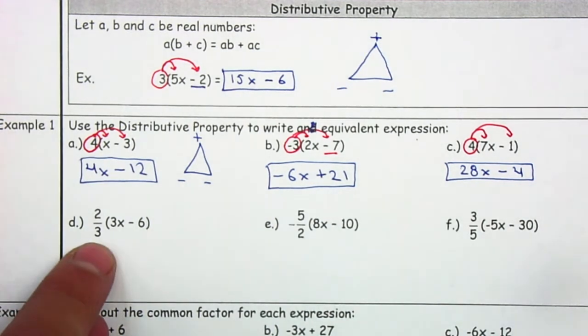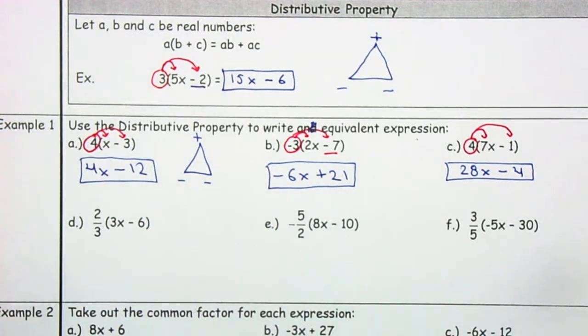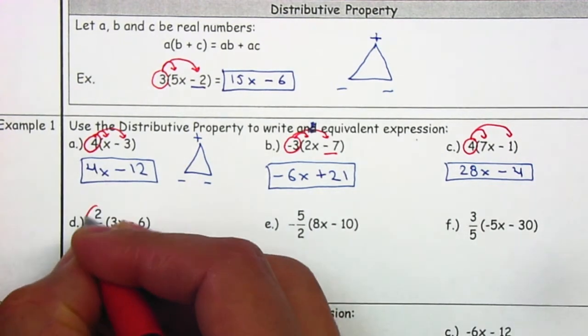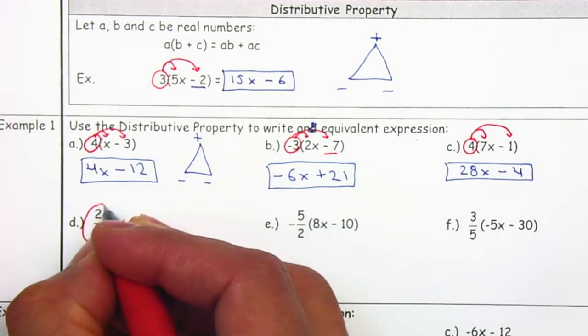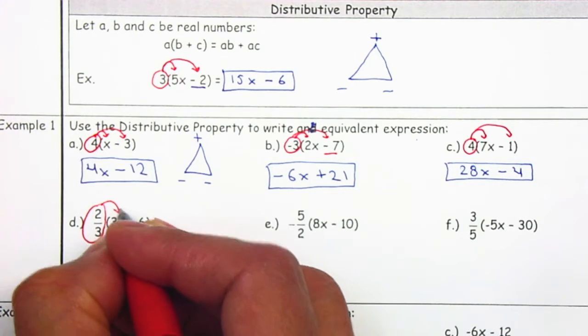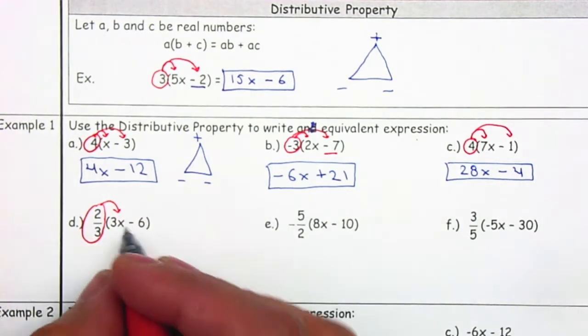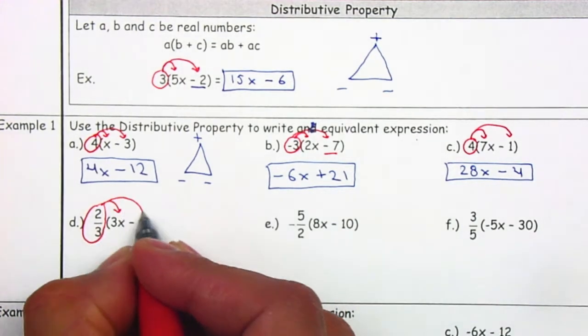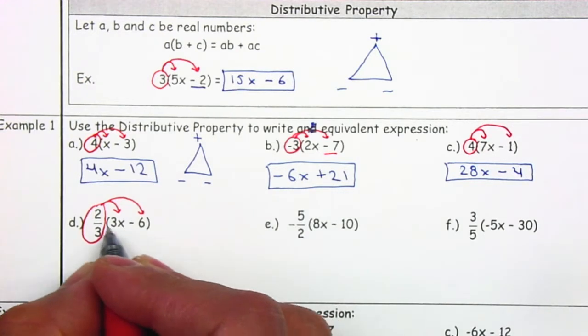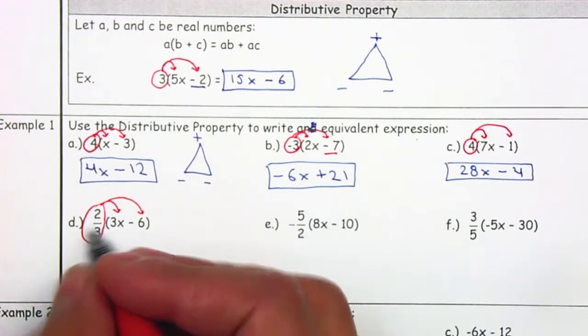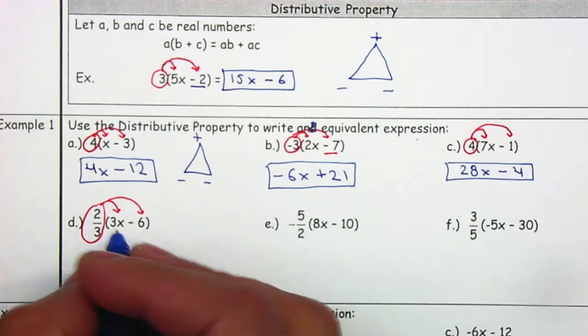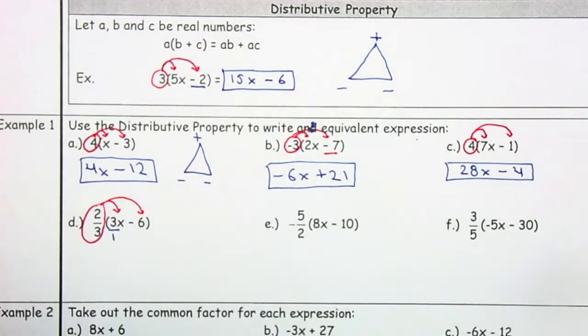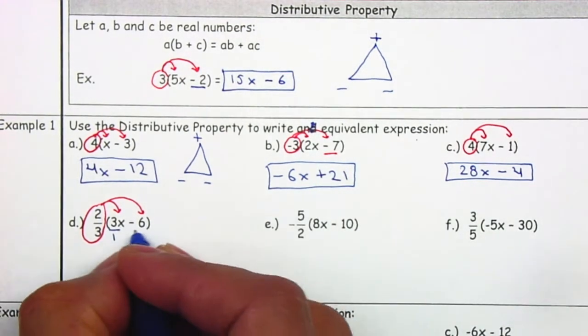For letter D, if you notice, we have a fraction. So we need to be able to distribute the fraction. We are going to distribute the 2/3 multiplied by the 3x and multiplied by the negative 6. When we multiply a fraction by a whole number, we need to make the whole number a fraction by placing it over 1. And let's do the same thing with the 6.